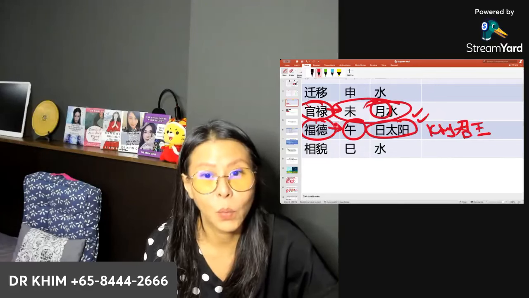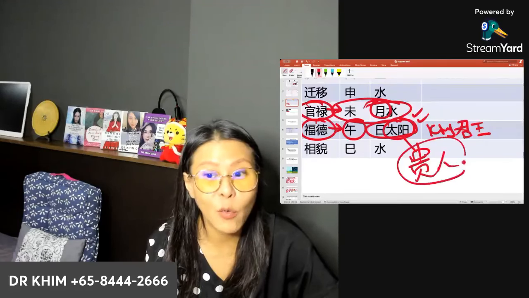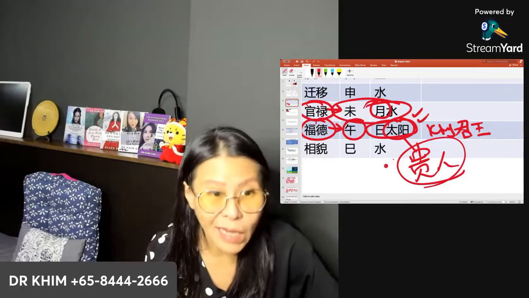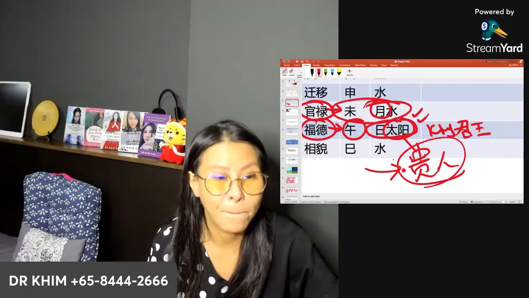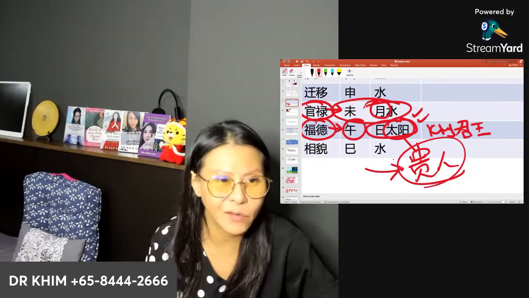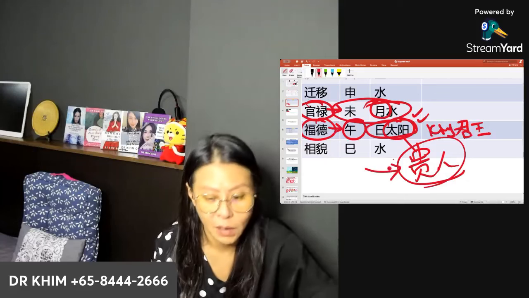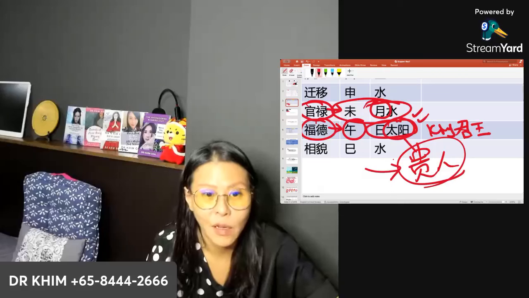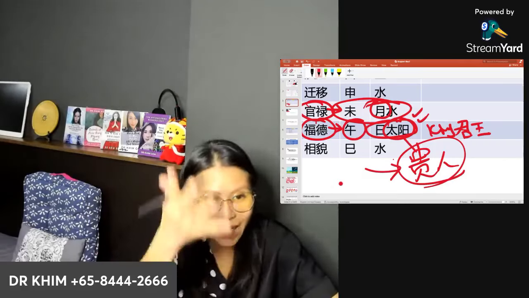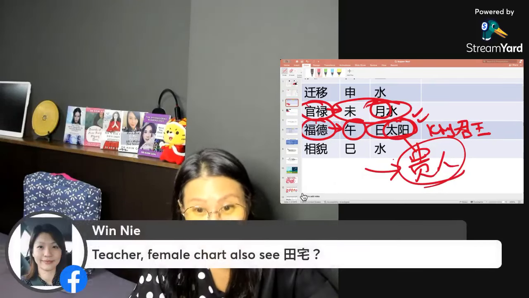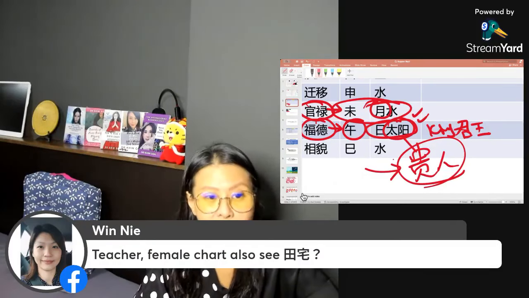Guan Lu is 太阳, is 贵人. So you check where is your 贵人, you check your 八字, because sometimes your money comes from 贵人 help. Teacher, I don't have inheritance, I don't have investment, but don't know lah, got 贵人 help you lor. Like give you this lobang, then you go and do it like that lah. 贵人 or you know job. 贵人, 田宅, correct.